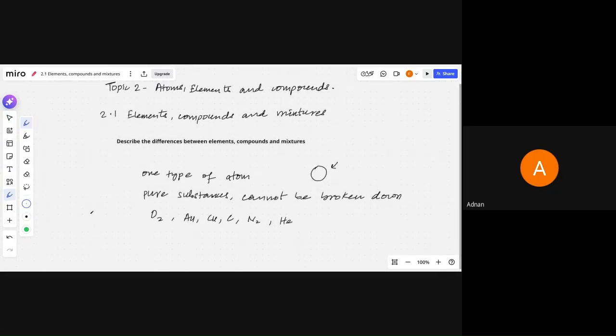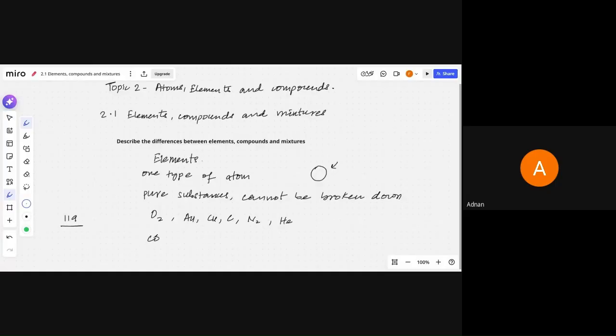We have 119 elements on the periodic table in total, and out of these 119 elements, I believe 92 or 96 are naturally occurring, and the rest are man-made. Okay, so now let's talk about compounds. So this was the explanation of elements.